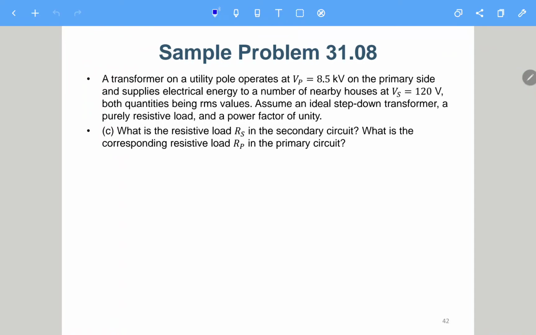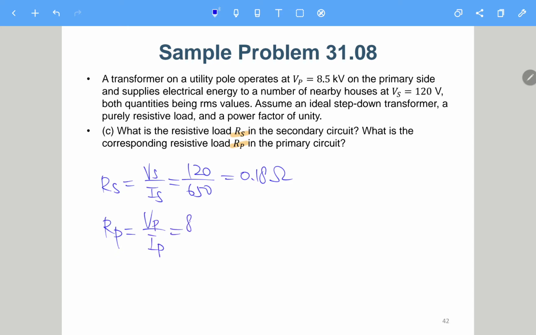Okay, so finally, it asks what is the resistance Rs in the secondary circuit, and what is the corresponding resistance in the primary circuit. Rs is nothing but Vs over Is, equals 120 over 658, which is 0.18 ohm. And then Rp is nothing but Vp over Ip, equals 8.5 times 10 to the third power over 9.28, which is 916 ohm. Okay, so for this sample problem, all the calculations are easy.